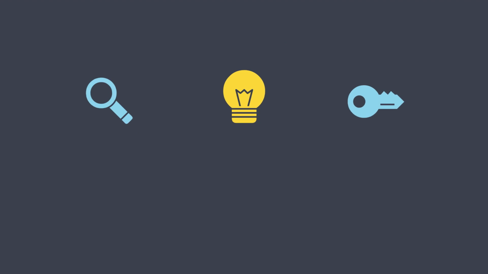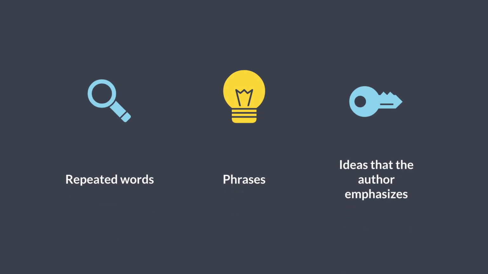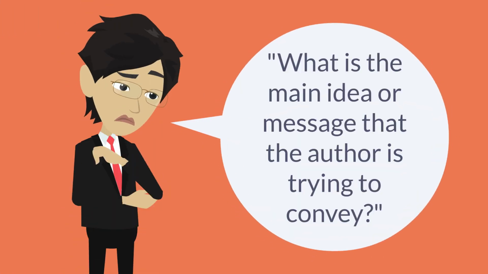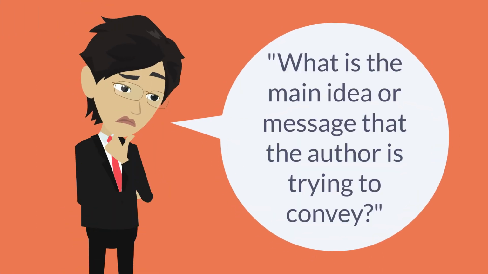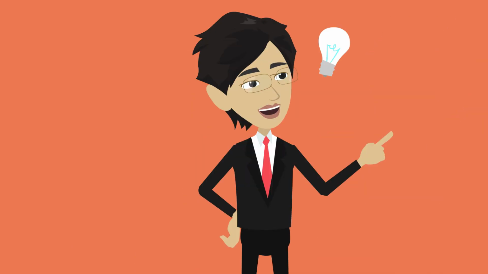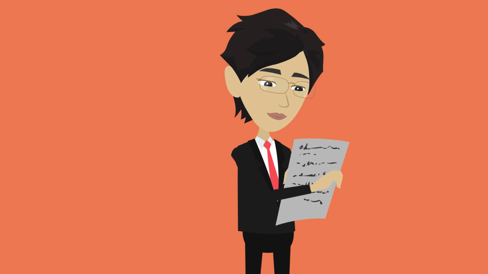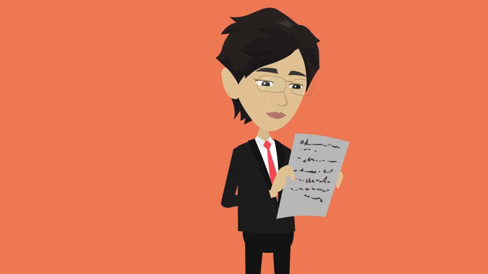To identify key themes, look for repeated words, phrases, or ideas that the author emphasizes. Ask yourself, what is the main idea or message that the author is trying to convey? Once you have identified the key themes, you can use them to better understand the overall message of the passage.